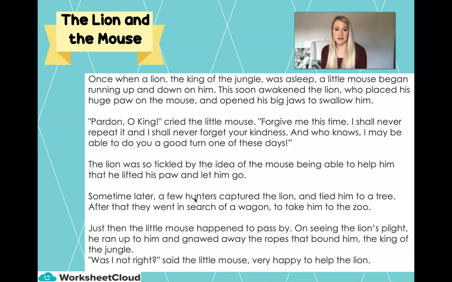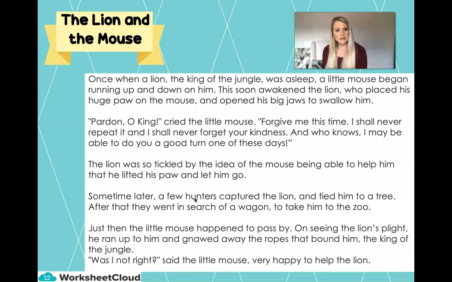The Lion and the Mouse. Once when a lion, the king of the jungle, was asleep, a little mouse began running up and down on him. This soon awakened the lion, who placed his huge paw on the mouse and opened his big jaws to swallow him. "Pardon, O king!" cried the little mouse. "Forgive me this time. I shall never repeat it, and I shall never forget your kindness. And who knows, I may be able to do you a good turn one of these days."